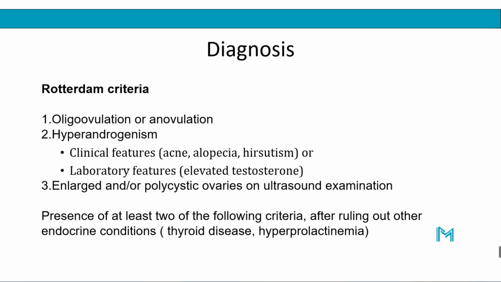Before you use this criteria, you have to rule out other endocrine conditions that might also present with features, especially like the hyperandrogenism, for instance. So you have to rule out thyroid diseases, so you have to do your TSH test. Hyperprolactinemia, you have to rule out; do your prolactin, investigate for these conditions. And especially for patients who are amenorrheic, you have to be sure they are not pregnant. So your urine HCG is very important.